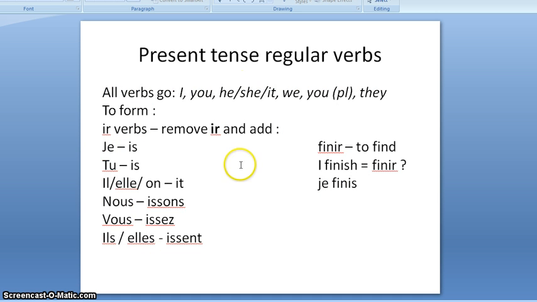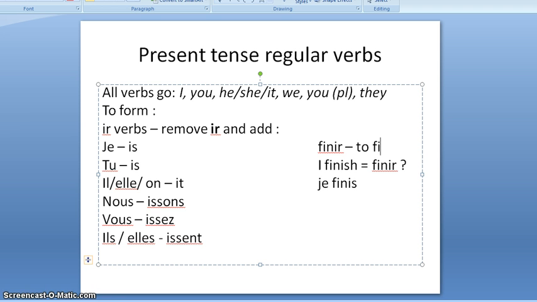So we've got ir verbs, again, same order: I, you, he, she, it, we, you, and they. And this time, instead of removing the er, we take the ir off, and then we add these endings: is, is, it, issons, issez, and issent. Right? So if I've got finir, for example, which is to finish, I want to say I finish. And I've got my verb finir, so I can't just say to finish. I need to change it into the I form. So I take the ir off, add is, and put je at the beginning: je finis, I finish.